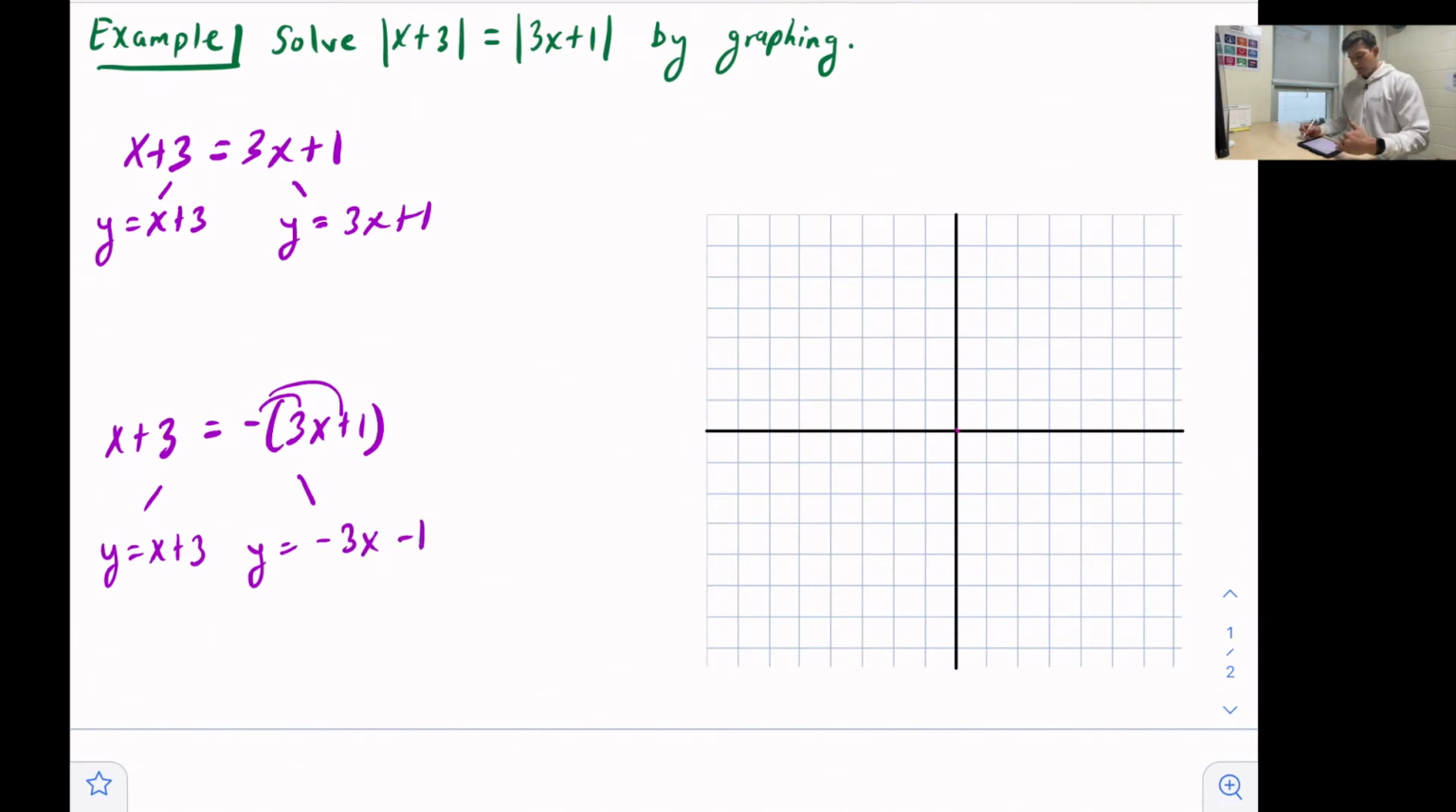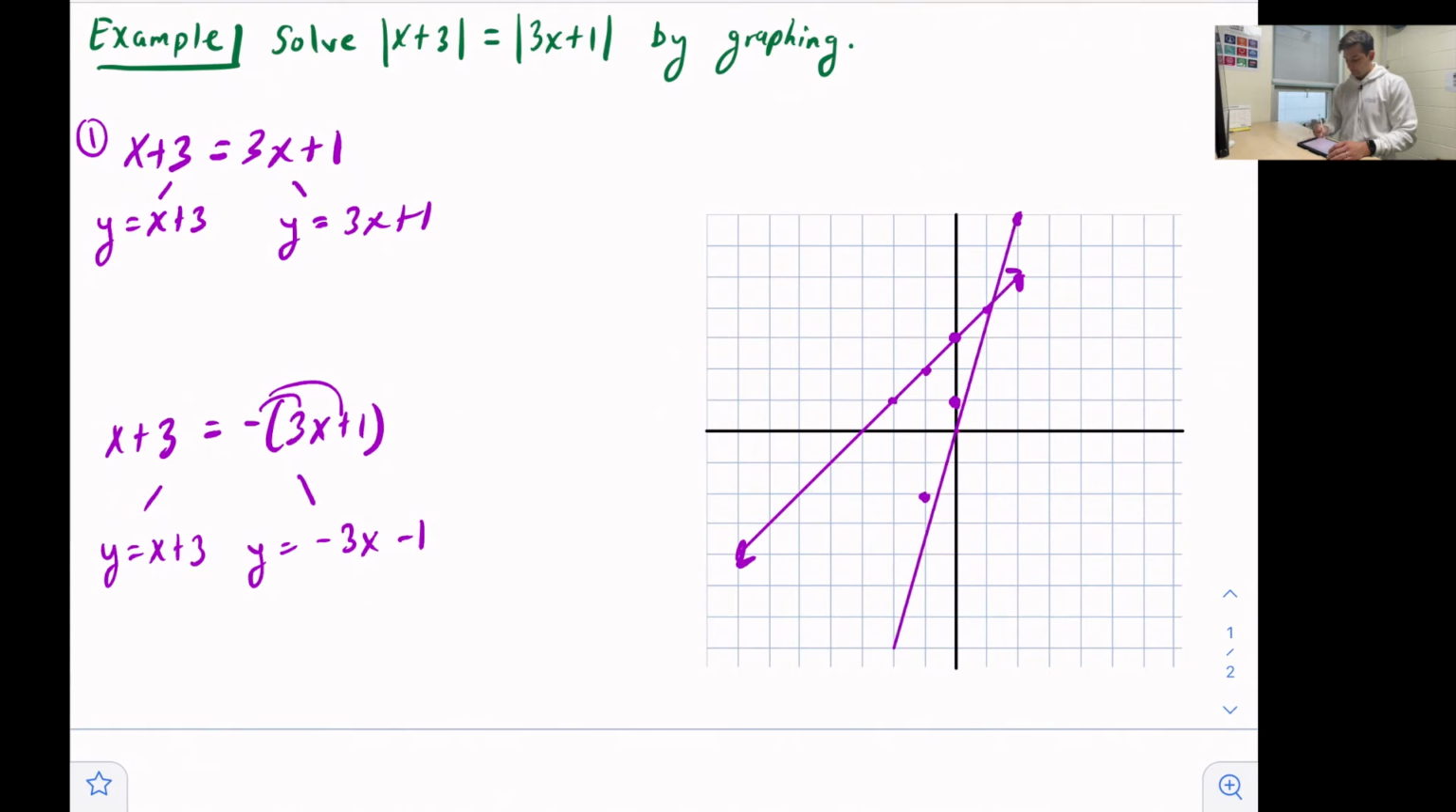Okay, so let's graph the first equation. We'll call this number 1, and I'm going to graph y equals x plus 3. So positive 3, 1, 2, 3 for my y-intercept, and then just up 1, right 1, or down 1, left 1. So give me some points going there, and let's draw our line. Now the next equation is y equals 3x plus 1. So positive 1 for our y-intercept, and then up 1, 2, 3, and right 1, or down 1, 2, 3, and left 1.